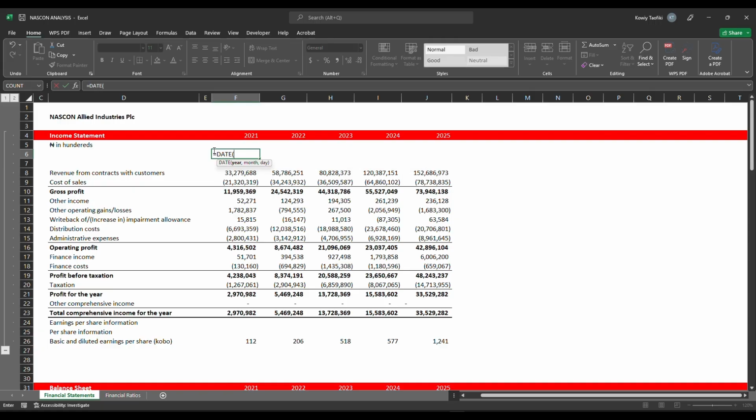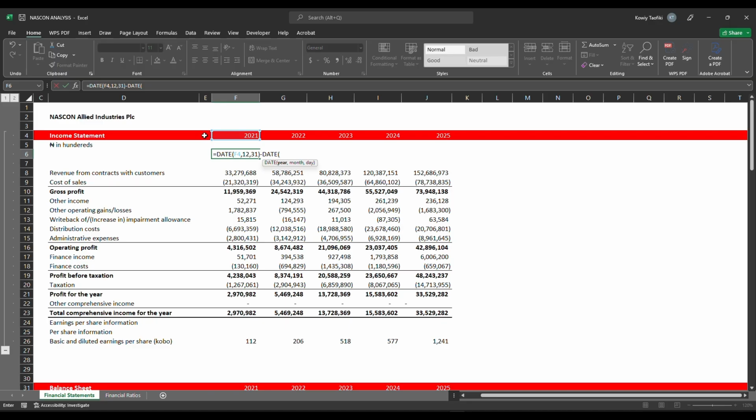So I have three parameters there: the year, the month, and the day. So this year is basically 2021, comma. How many months do we have in a year? We have 12 months. And how many days? Just for the generic, 31 days. Close this, minus, call your DATE function again.